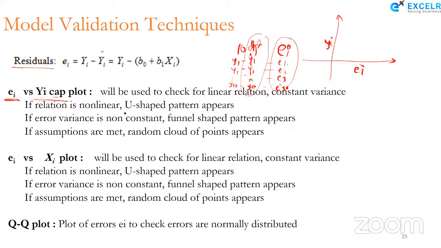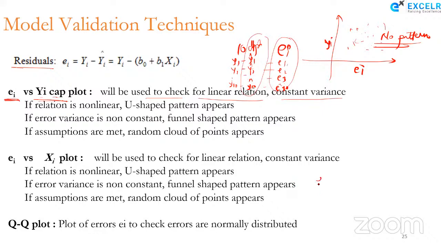Now what is the expected thing when I plot error versus yi cap? It will be used to check for linear relationship and constant variance. When you plot the data points in the scatter plot, there should be no patterns, as I said just now. If you see patterns in this kind of plot, it means that the model has not captured the pattern and the pattern has got leaked into the errors. So you can plot this.